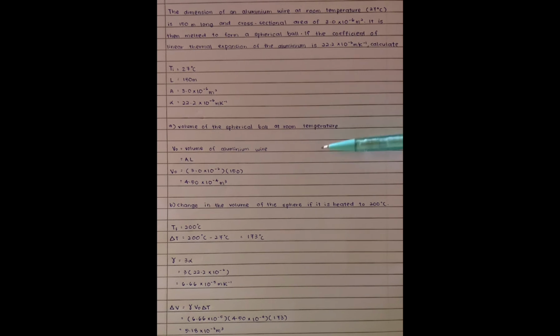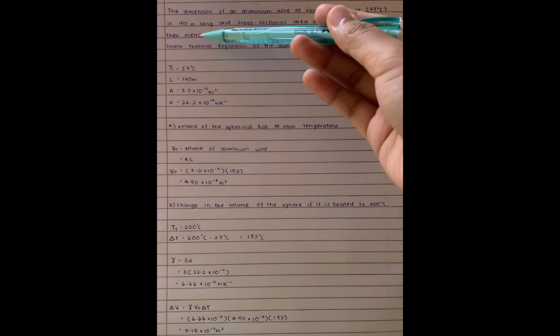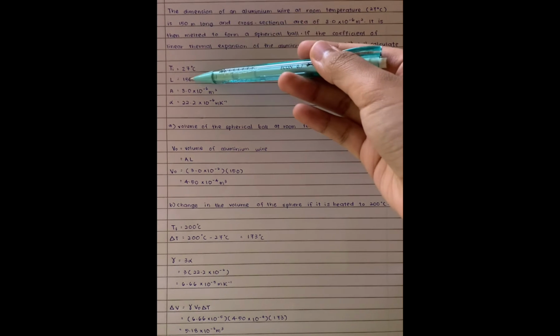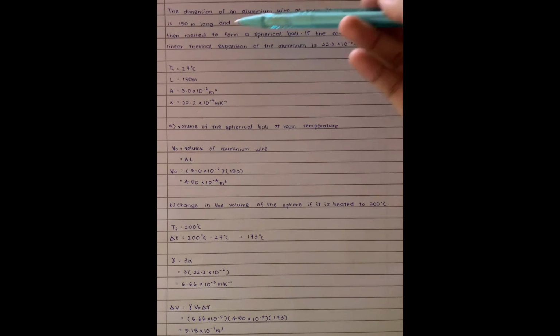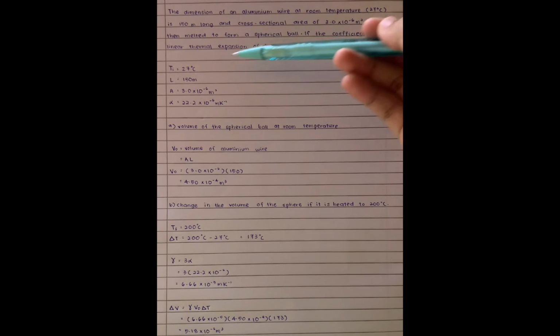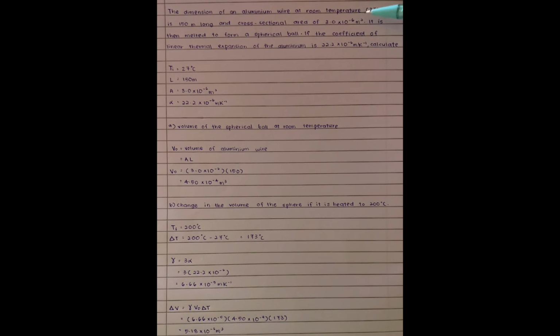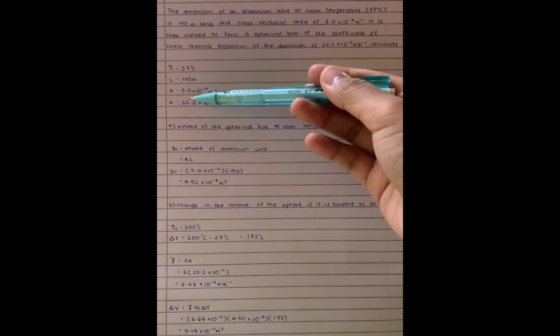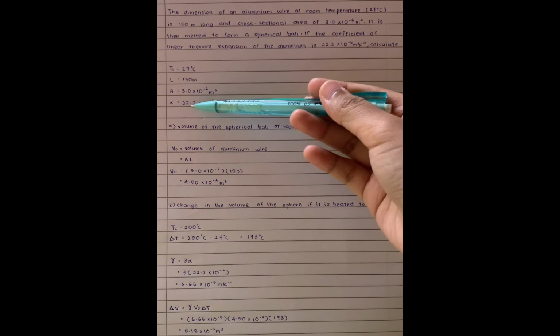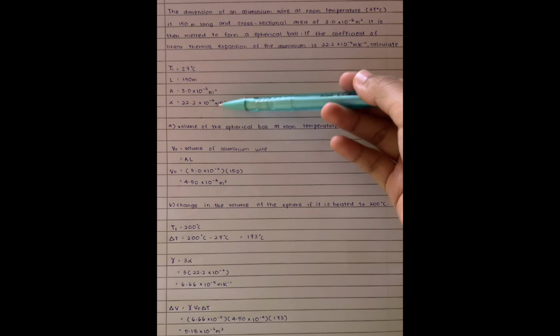Okay, pertama kali kita kena keluarkan maklumat yang diberi. Okay, kat sini maklumat yang dikasih adalah initial temperature. Kedua, dia bagi kat sini long 150 meter. Dia juga bagi area 3 darab 10 kuasa -6, dan juga dia bagi alpha 22.2 darab 10 kuasa -6.